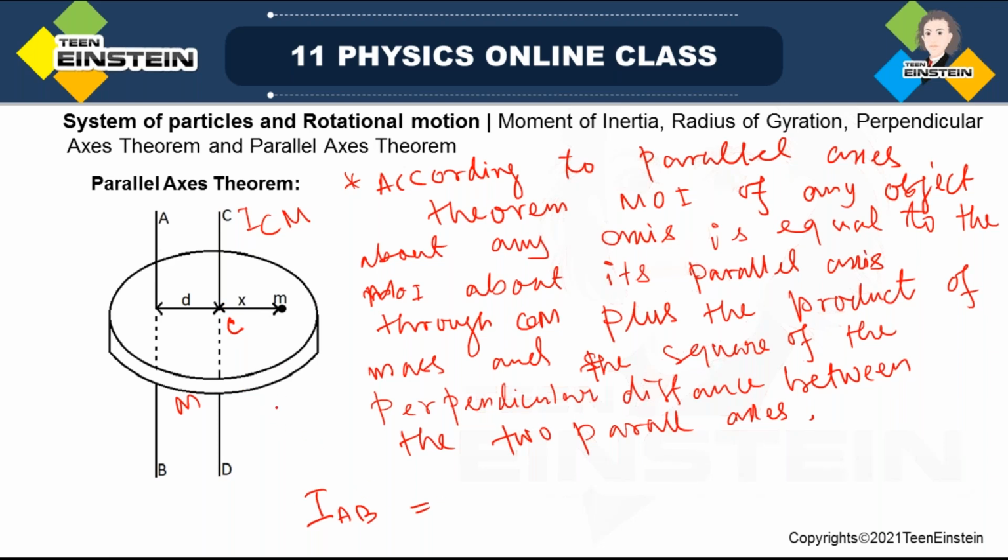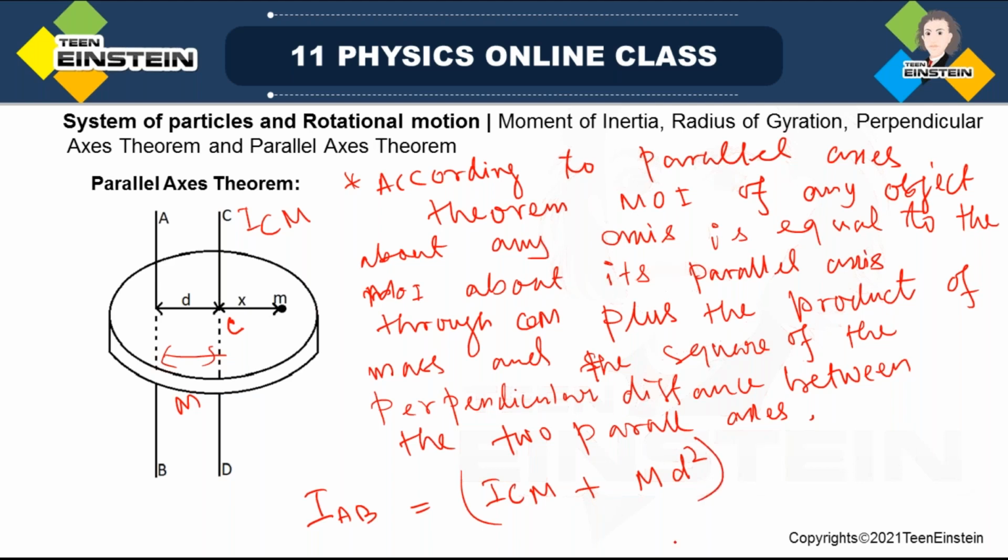Now, if I want to calculate the moment of inertia of this particular object about this AB, which is a parallel axis to this CD axis passing through the center of mass, it will be given by I CM plus M into d square, where d is the distance between these two axes. So it is the mass of the object times the square of the distance. This is the statement of the theorem.